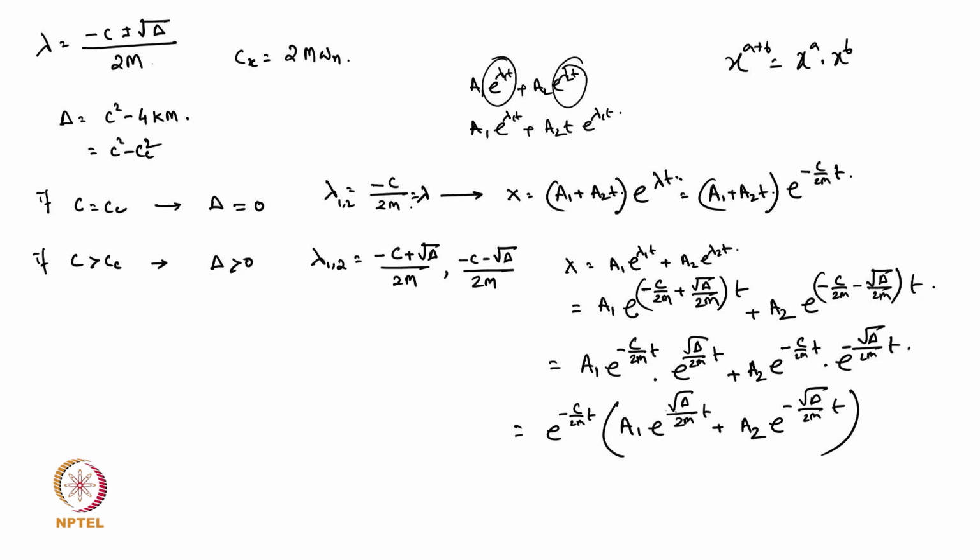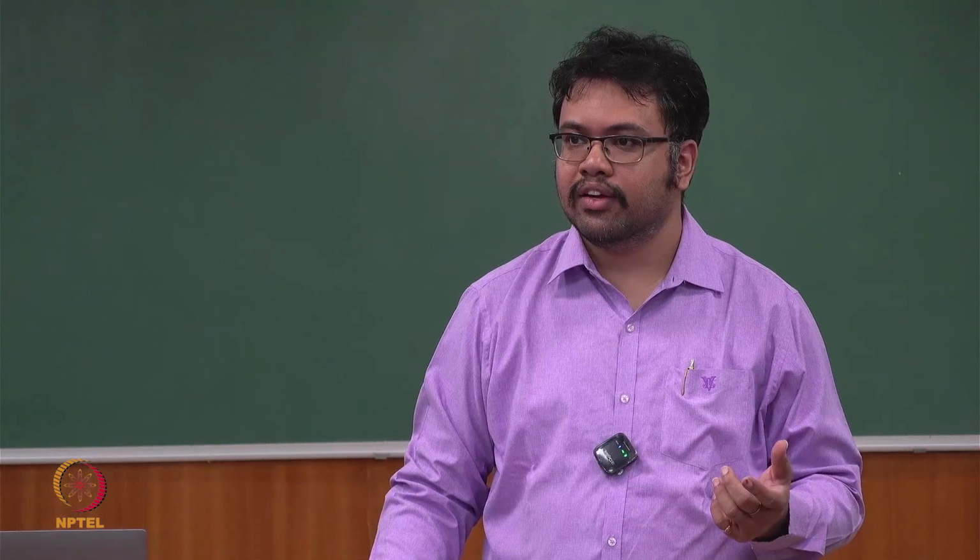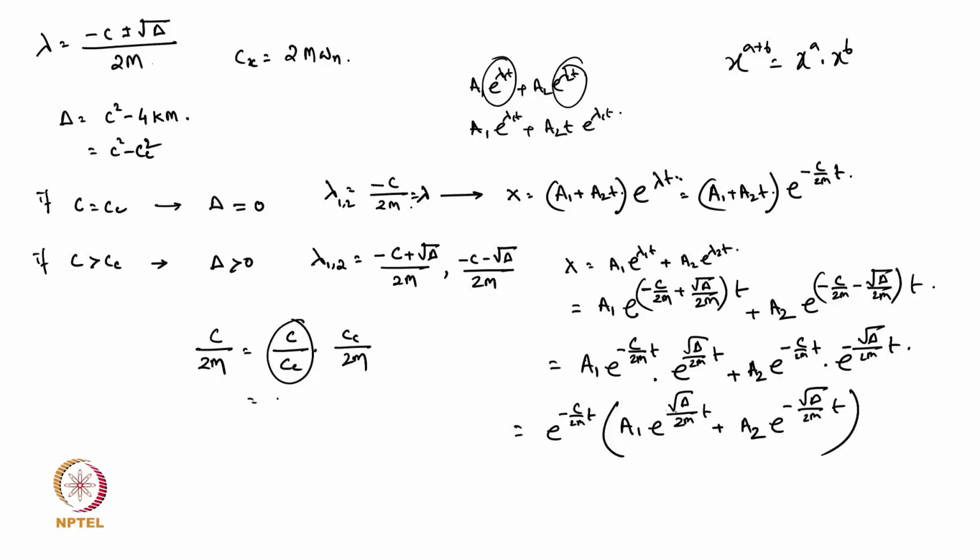we are having c by 2m. The first term is that c by 2m. So if I see, can I write it c by Cc into Cc by 2m? Okay, I can do that. So c by Cc is what? A ratio of the damping present with the critical damping. So this is known as the damping ratio, exactly, xi.